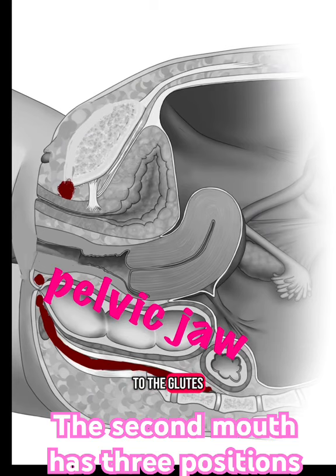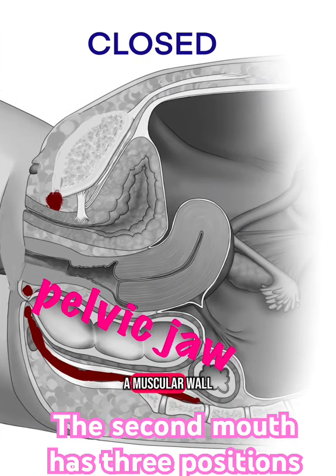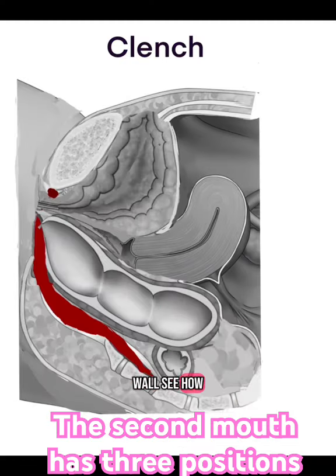Down to the glutes. So this is a muscular wall, and it is mobile. It can be moved up and down, exactly the same as the jaw of the mouth. I'm specifically referring to the space between the pubic bone and the muscular wall to see how wide it is.